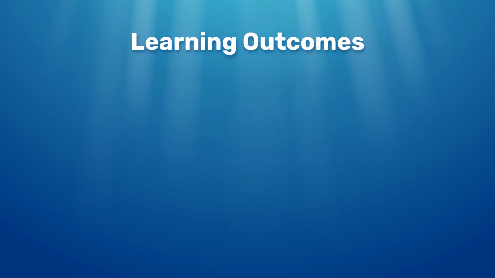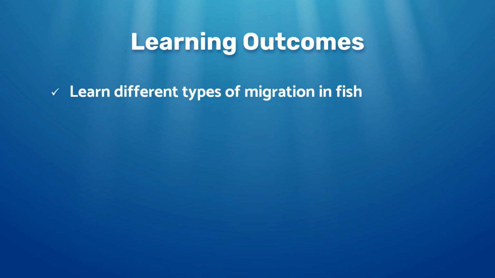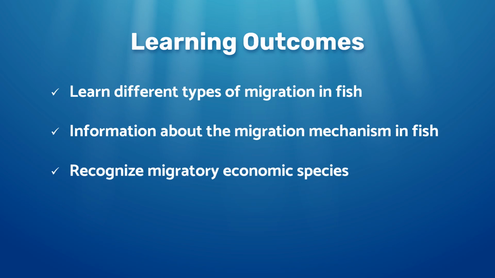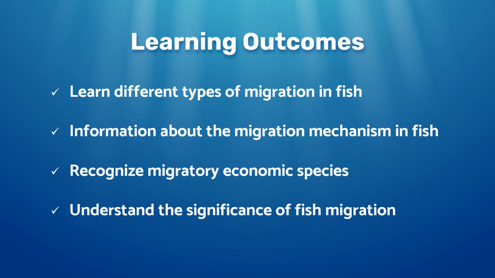The learning outcomes are: you will learn different types of migration in fishes. You will be able to get information about the migration mechanism in fish. You will be able to recognize migratory economic species, and you can understand the significance of fish migration.